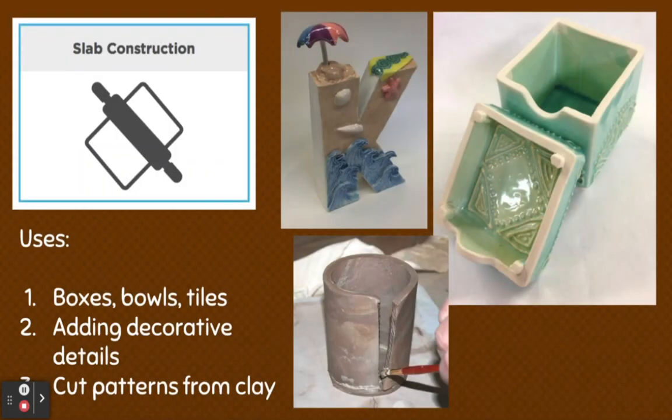Okay, the second one is slab construction. So we can think about the uses for this. You can make boxes, bowls, tiles. You can add decorative details with them, or you can cut out patterns from clay. I think a lot of students, when they think about making a mug, either think about wheel throwing for it, or maybe forget that you can make a mug out of a circle and a rectangle in slabs, and then piece them together to make a cup.